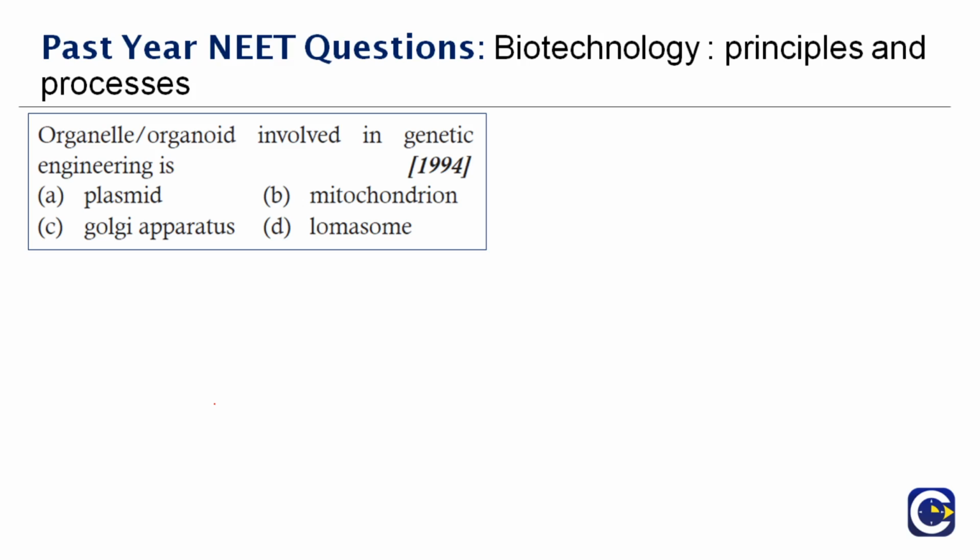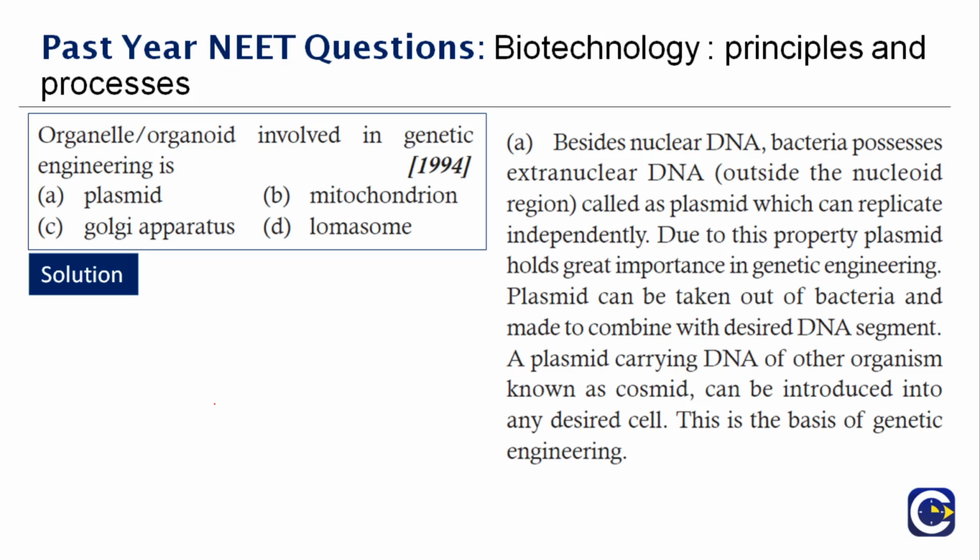Next question here. Organelle or organoid involved in the genetic engineering is dash. Again, the question is very easy for you. Yes, the answer is plasmid. So here you have a big description for it. What does a plasmid do? It carries the DNA of the other organism, known as cosmid, and that can be introduced into a desired cell. You do a genetic transfer, you call it recombinant DNA. We are introducing something of our interest, something foreign, into the natural product. So the organelle that is involved in genetic engineering is option A, plasmid.